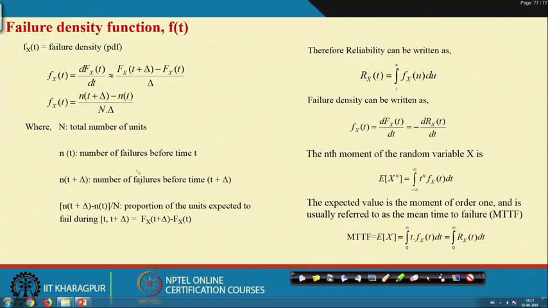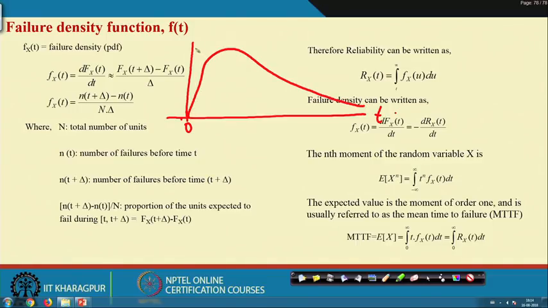What happened? This description I have already given to you, that means what we mean by this. Now, if this is the case, then can we not write this? What is the reliability then? Reliability is the integration of f_X(u) du, and definitely it is from t to infinity. Suppose I have my distribution, t can be 0 to infinity. I have a distribution like this. So, this is my f_X(t).